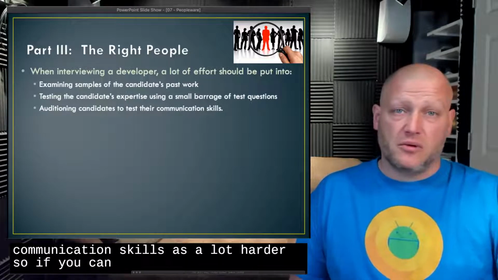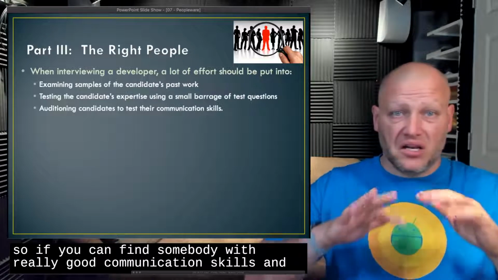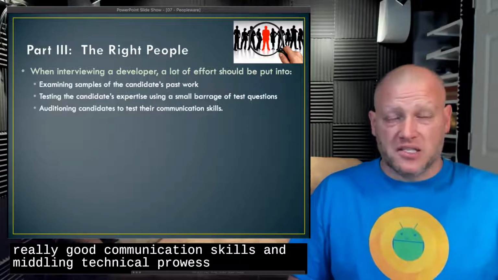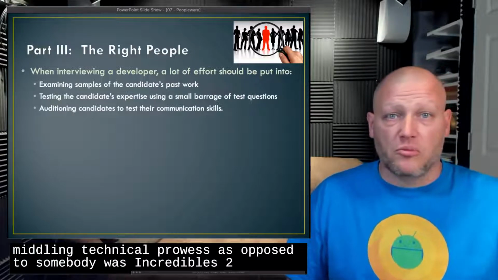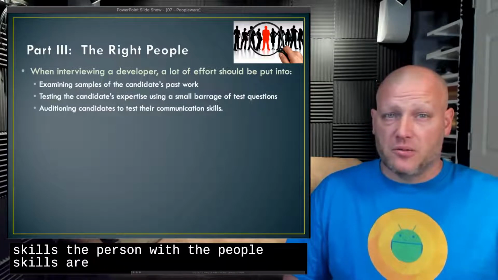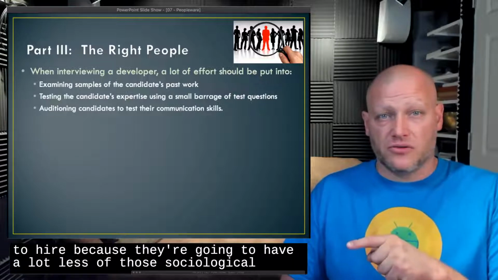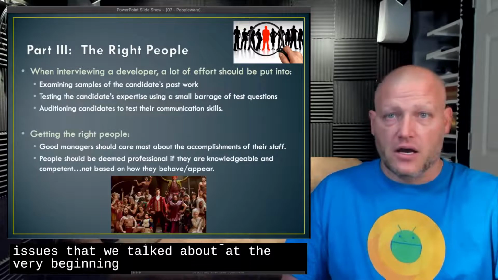So if you can find somebody with really good communication skills and middling technical prowess, as opposed to somebody with incredible technical prowess and absolutely zero people skills, the person with the people skills is probably the better person to hire, because they're going to have a lot less of those sociological issues that we talked about at the very beginning. All right.